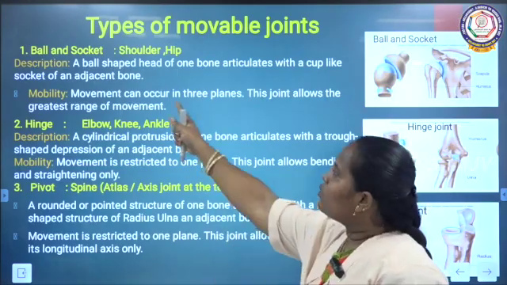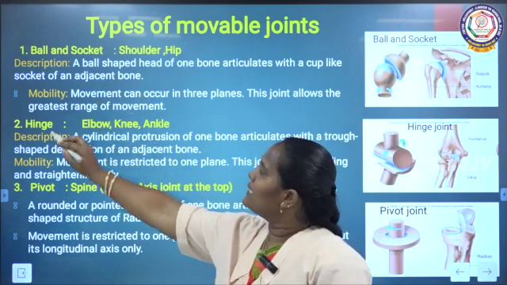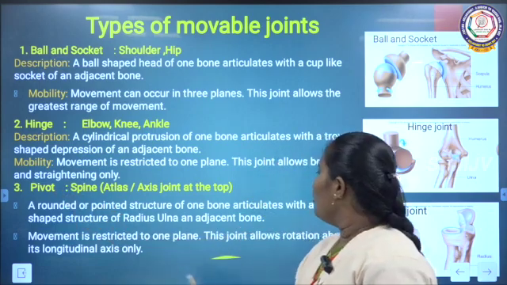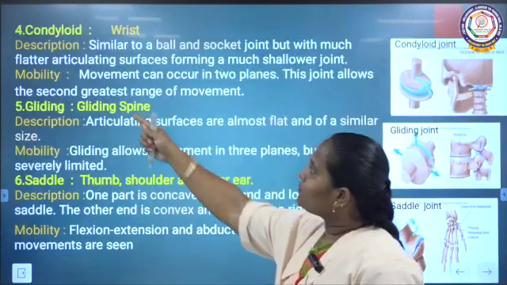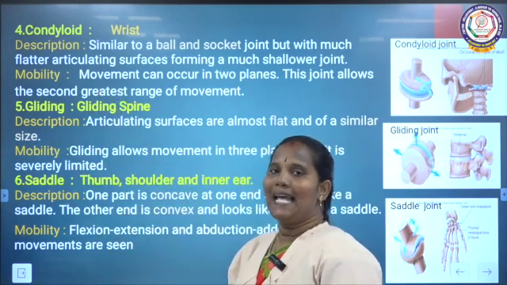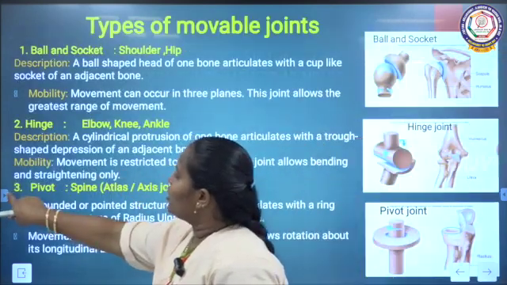First one is the ball and socket joint. Second one is the hinge joint. Third one is the pivot joint, and the fourth one is the condyloid. Fifth one is the gliding joint. Sixth one is the saddle joint. See, first one is the ball and socket joint.